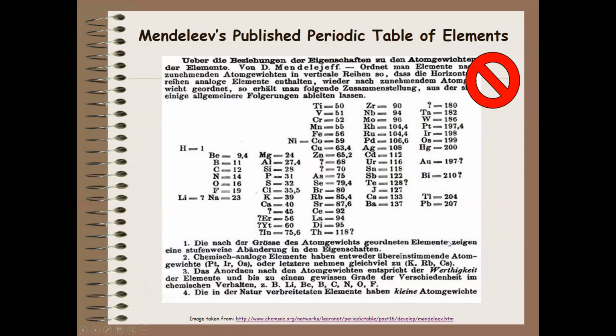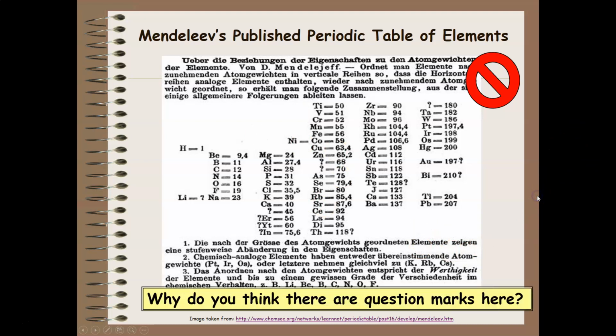So this is a picture of Mendeleev's published periodic table. It doesn't look like what we're used to. It doesn't have all the little boxes. It's not lined up the same way. But you can see that he was trying to group things in columns and was trying to figure out how they would behave. One of the things you should notice is that there are some question marks on here.